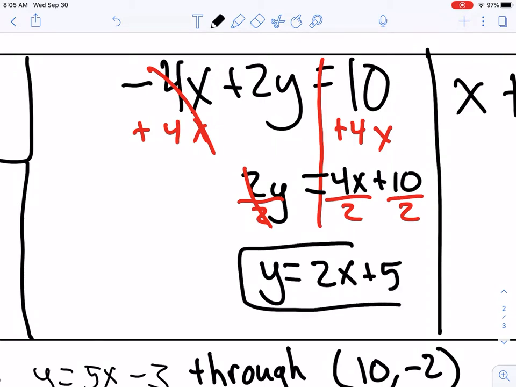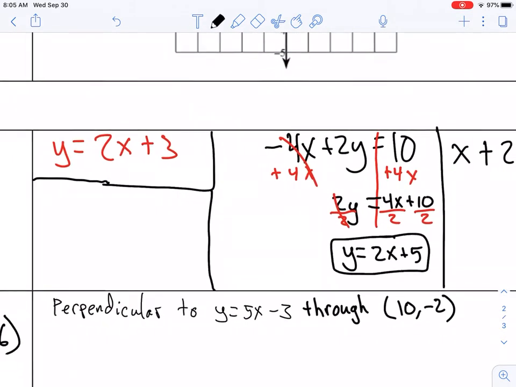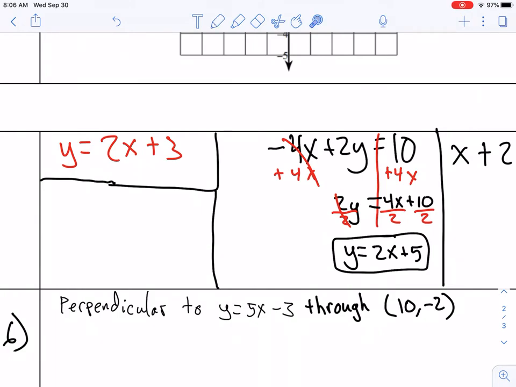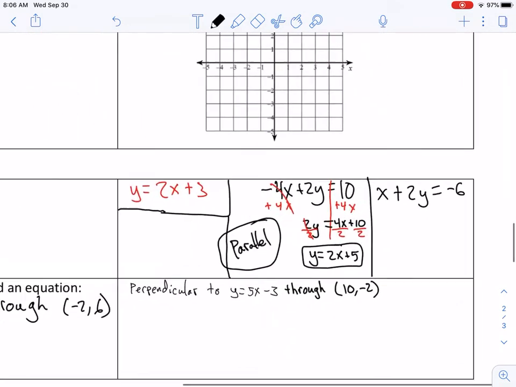Now that I have changed my equation into slope-intercept form, I can compare my slope here and here and find that these are parallel lines. Okay, so that one's parallel.